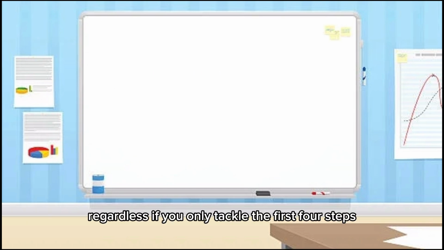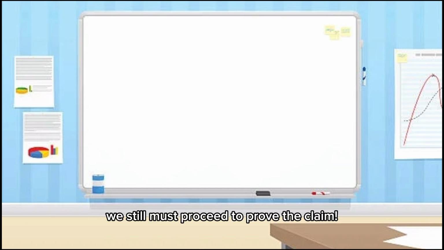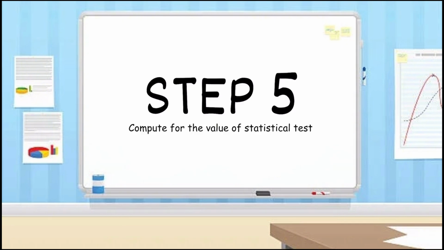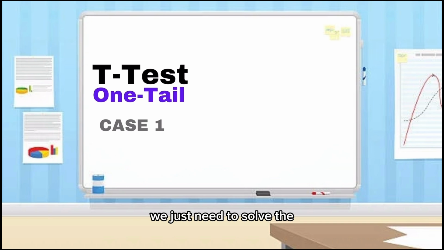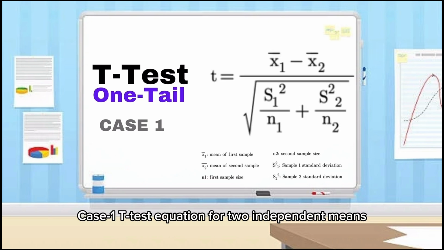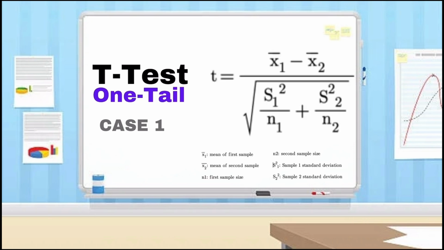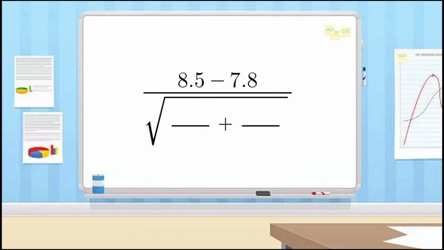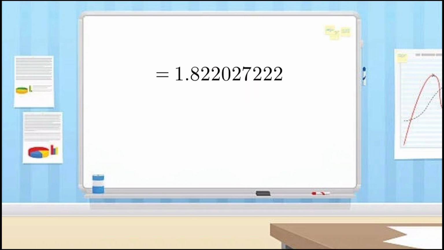Even if we only tackle the first 4 steps, we still must proceed to prove the claim. So, in step 5, we just need to solve the case 1 t-test equation for two independent means: 8.5 minus 7.8 divided by the square root of 1.2 squared over 25 plus 1.5 squared over 25. Typing this in a scientific calculator will give us an answer of 1.82.